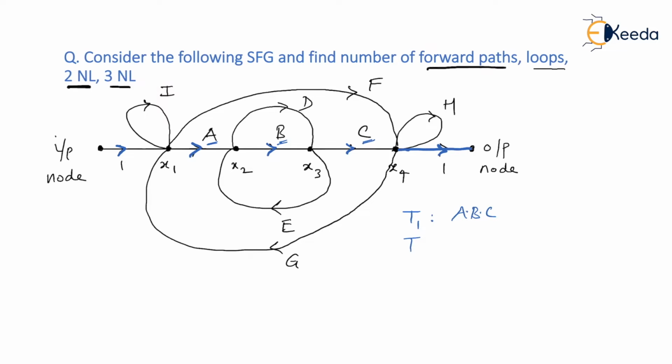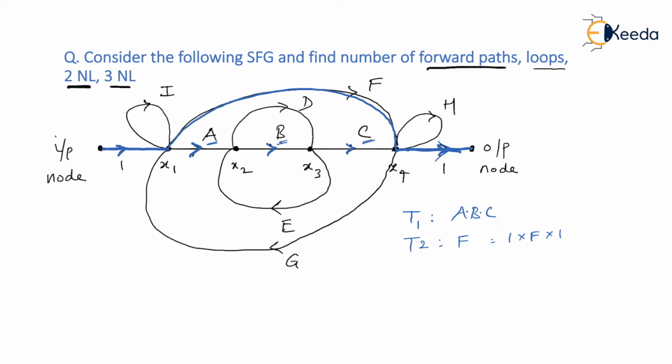Let us see, is there any other way to go from input to output? As you can see, you can travel like this, that is from the input node to x1, and directly you can go via F, and this is how you reach the output node. So I would say T2 has only one gain, that is F. That is nothing but 1 into F into 1. So it is F itself.